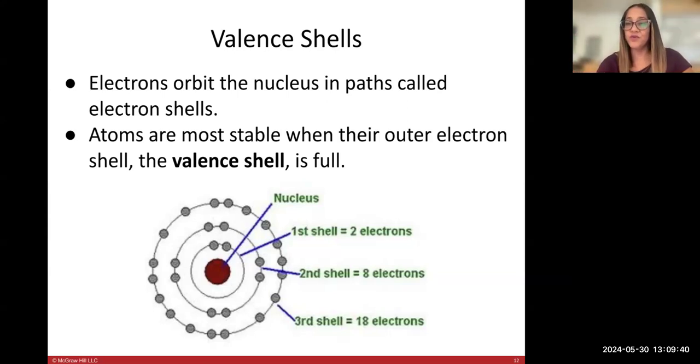So the first shell is full when it has 2 electrons. The second shell is full when it has 8 electrons. The third shell is only full when it gets to 18 electrons. So the bigger the atom, the more electrons it needs to be stable.